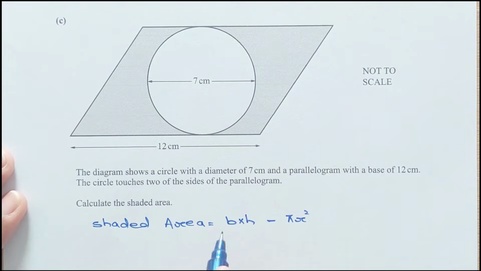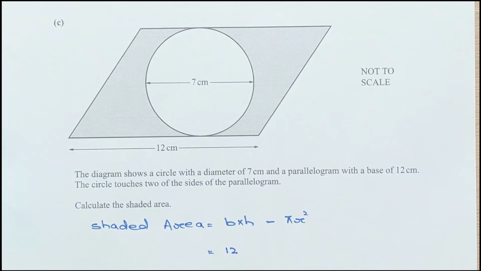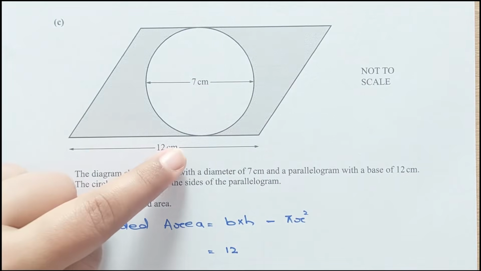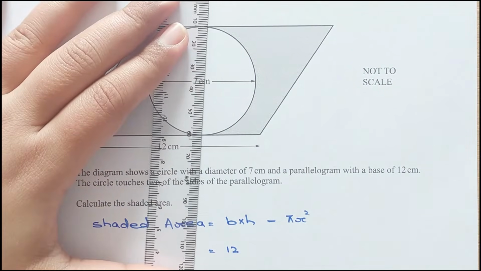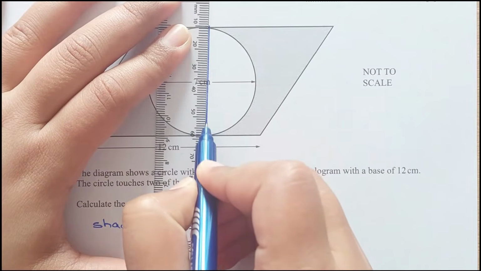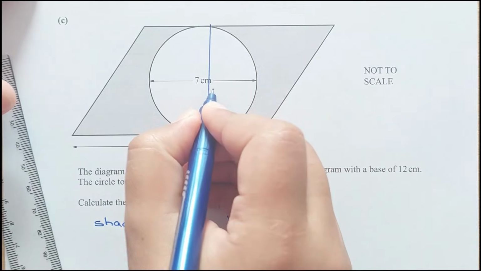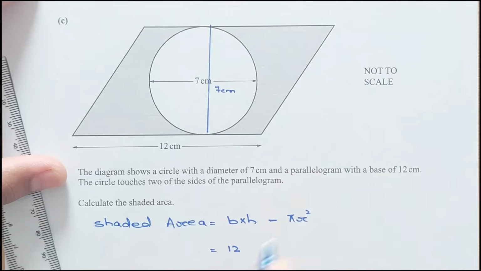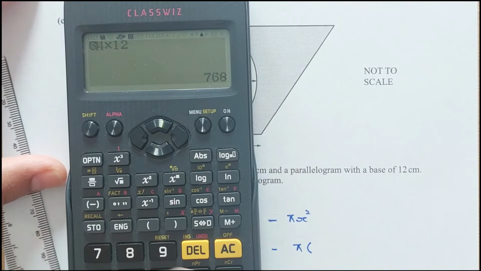For the parallelogram, the base is 12. What is the height of the parallelogram? We are given that the circle touches two sides of the parallelogram, so this is the height of the parallelogram, and it is the same as the diameter, that is 7 centimeters. So it is 12 times 7 minus pi times the radius squared. The radius is half of 7, so 7 divided by 2 is 3.5 squared.